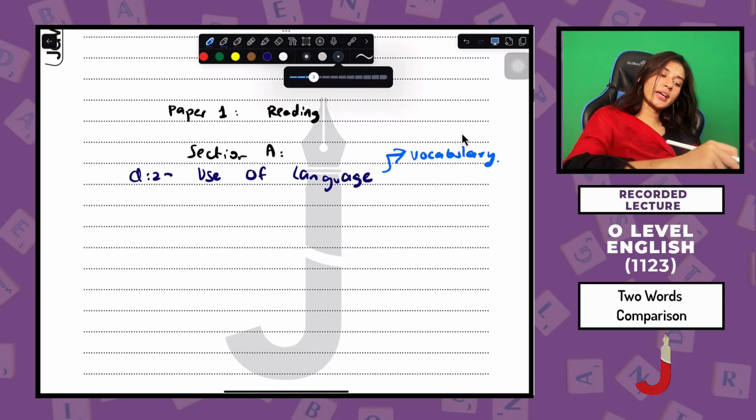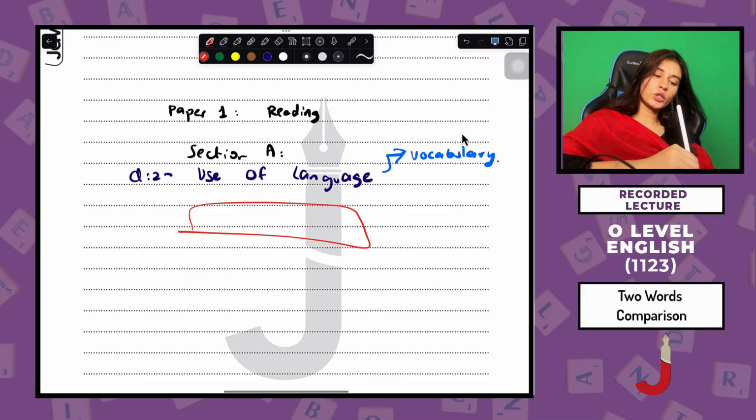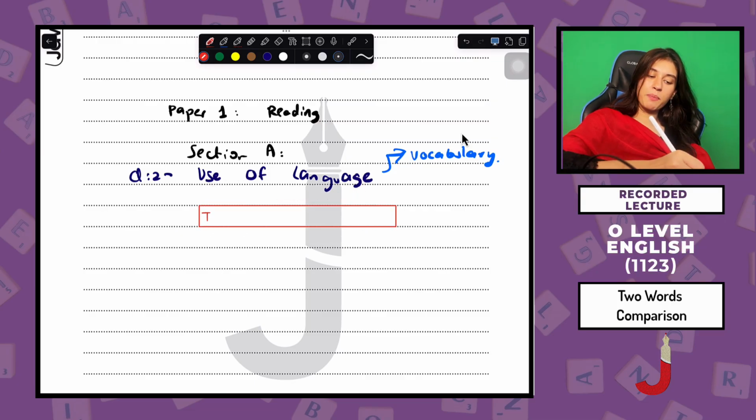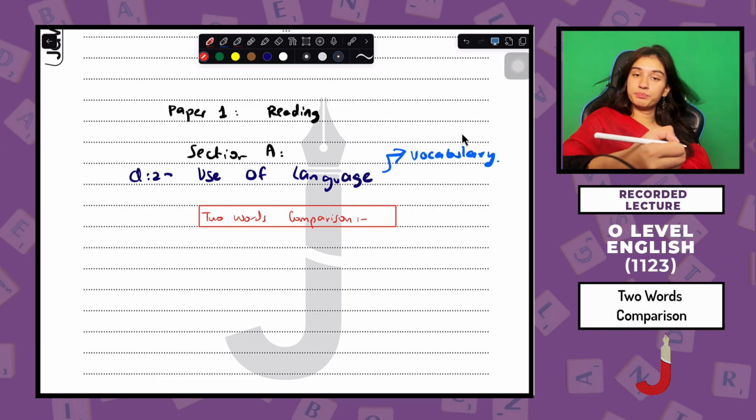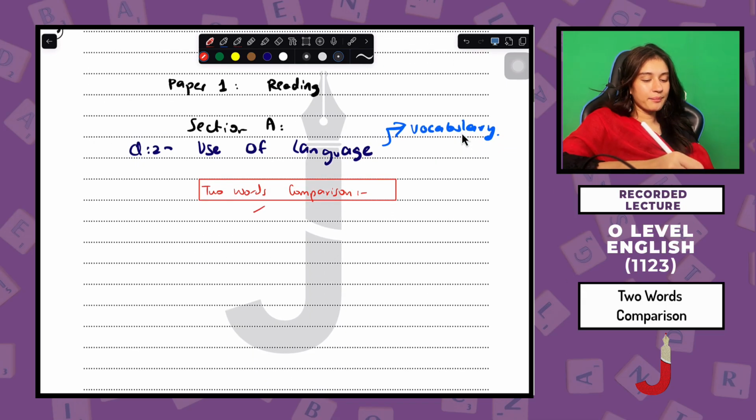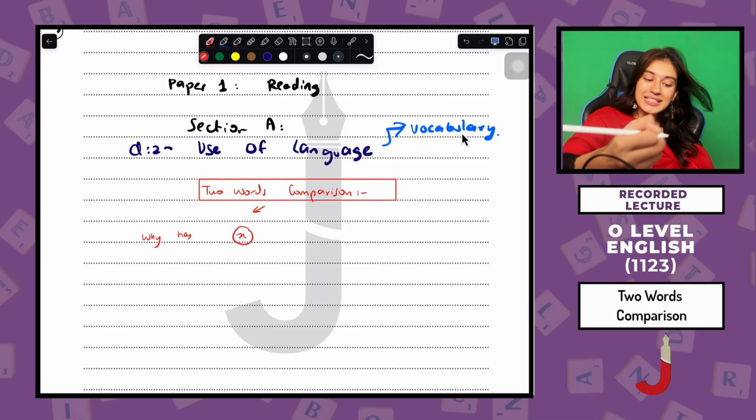The part that we were currently discussing was called two words comparison. What were we to do in this part? So basically, you were given two words and you were asked to compare between them. You were given two words and you were asked why has the writer used word X instead of some other word Y?